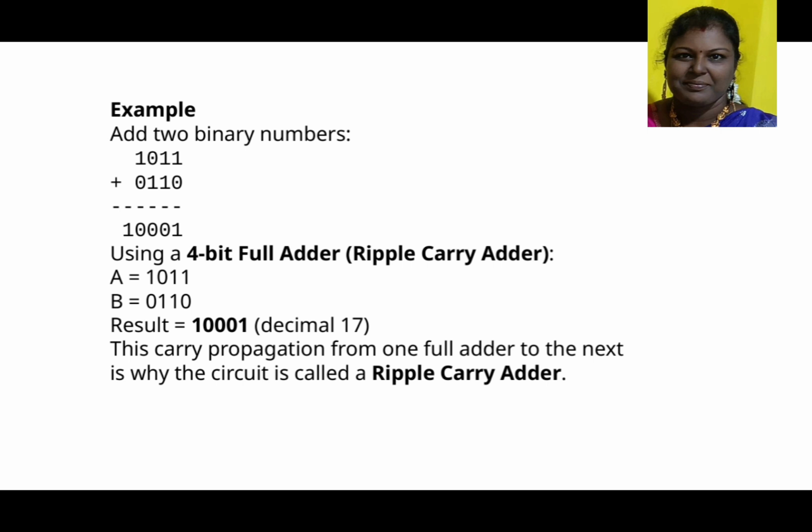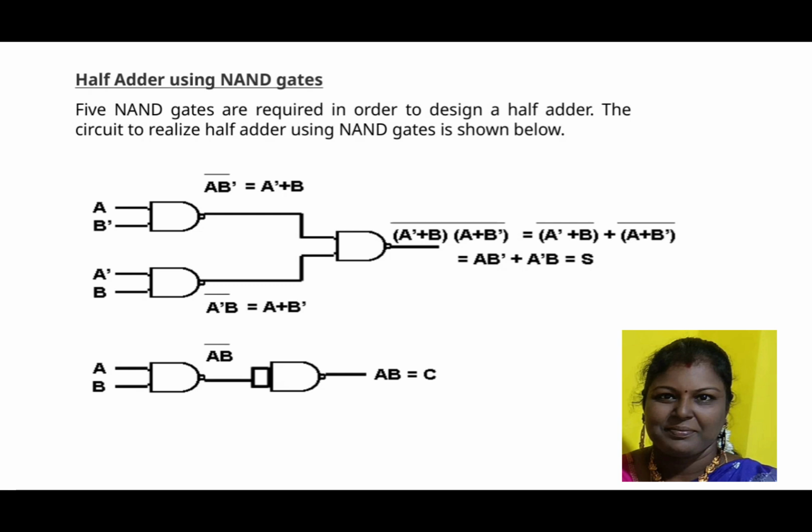Let's look at how to build a half adder using only NAND gates. We need 5 NAND gates to make this happen. This setup shows how those gates connect to perform the addition of 2 single bits. It's a clever way to create the half adder function without using other types of gates, relying solely on NANDs to do the job.